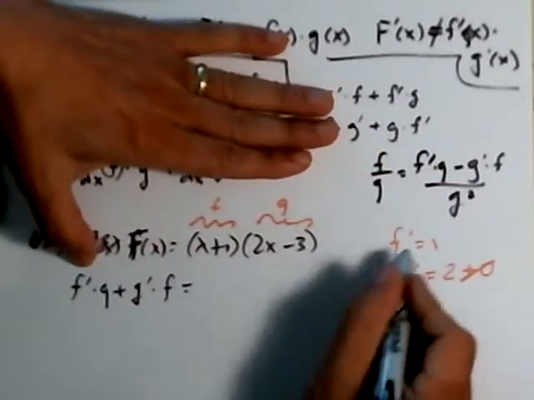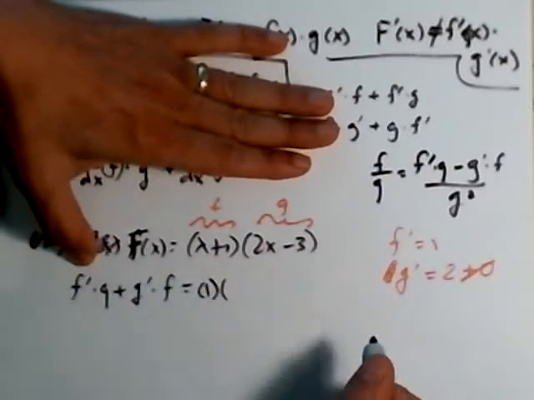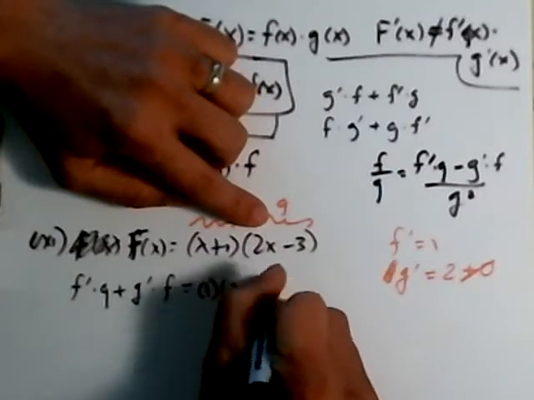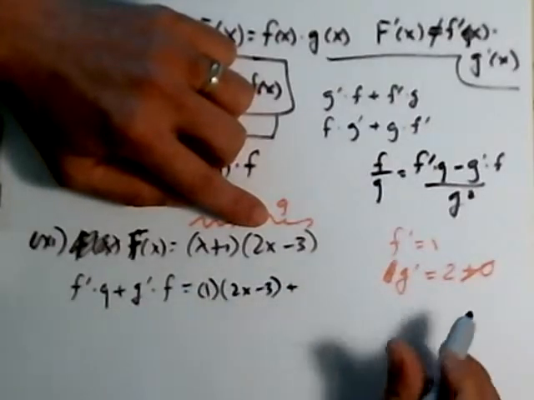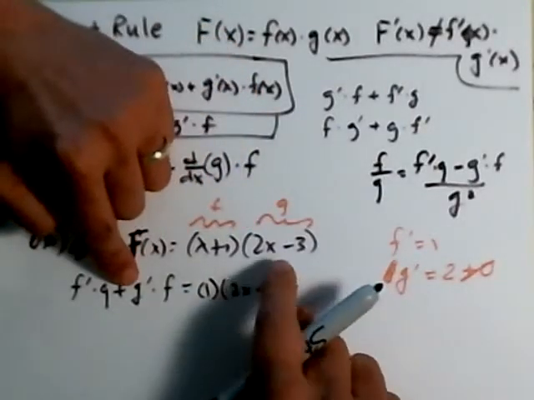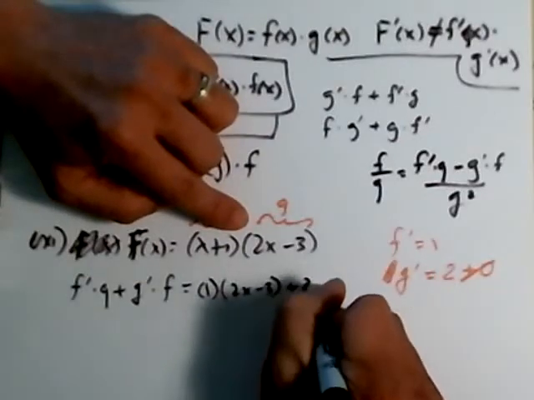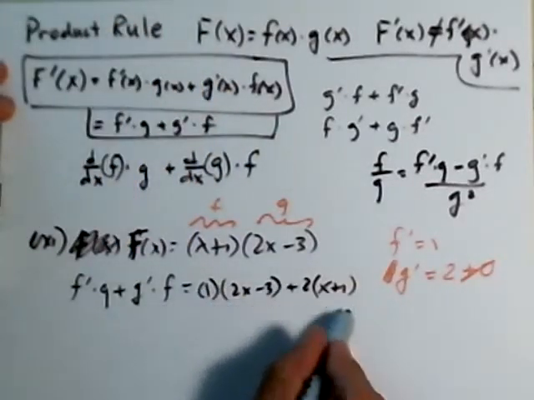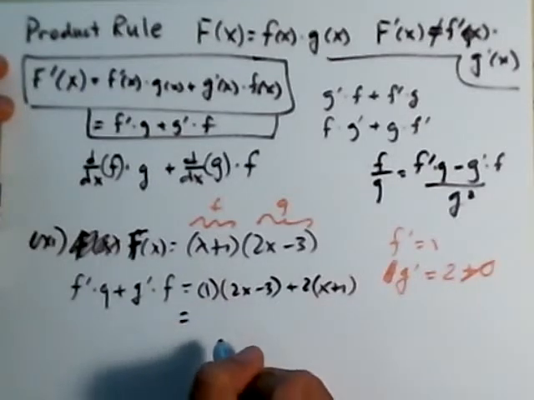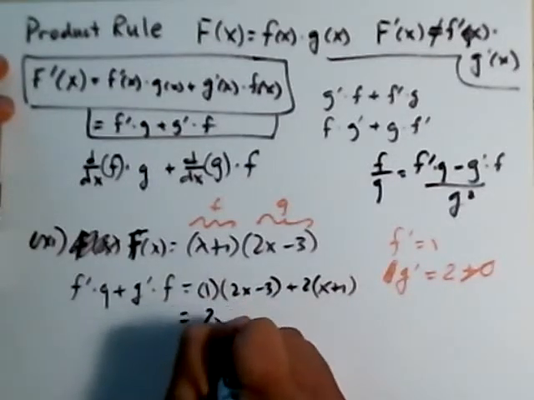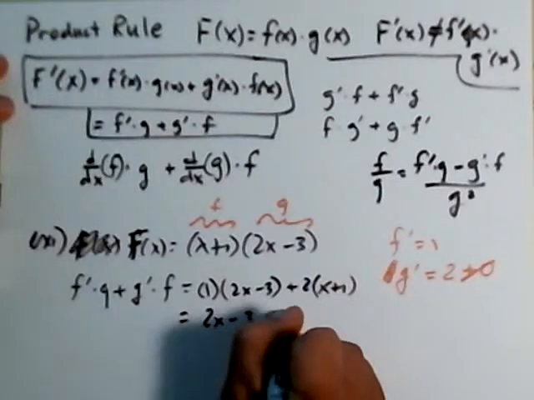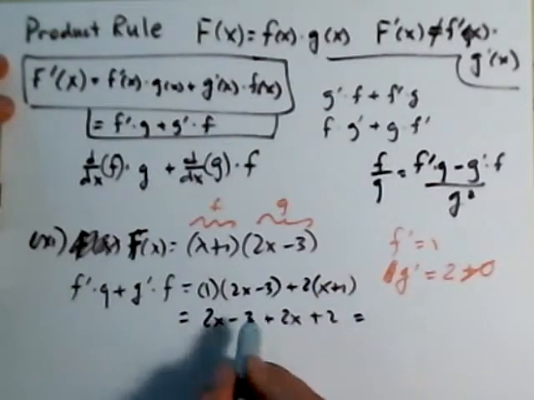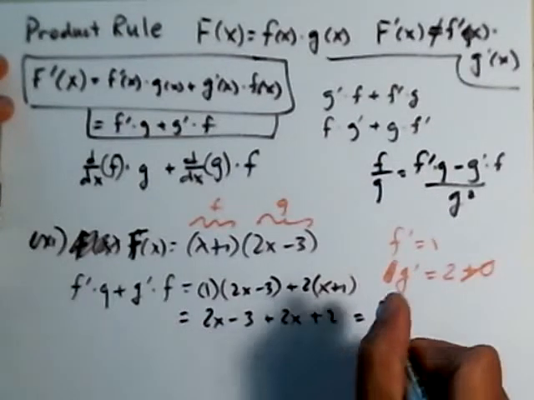What's the derivative of the first? It's 1 times the second, g, which is 2x minus 3, plus the derivative of the second right there, which is just 2 times x plus 1. And we do want to distribute that out and simplify that expression. So you get 2x minus 3 plus 2x plus 2. I'm distributing the 2 out. I end up with 4x minus 1.